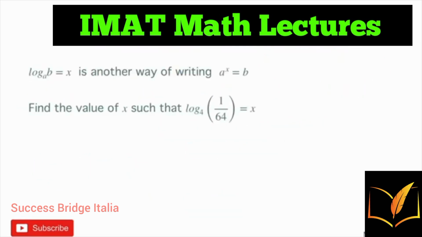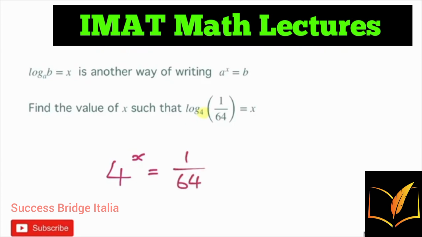Okay, so something a little trickier here. We've got find the value of x such that log base 4 of 1 over 64 is equal to x. Or in other words, what power of 4 gives us 1 over 64? Well, let's write this out. So we have the base of 4, so 4 is our base number. 4 to the power of something, which is our x this time, is equal to 1 over 64.